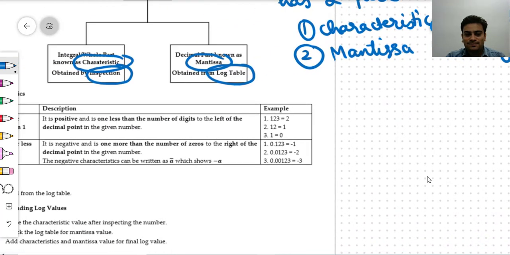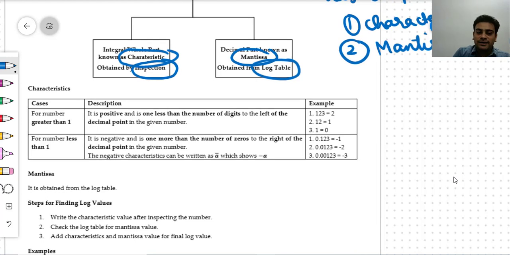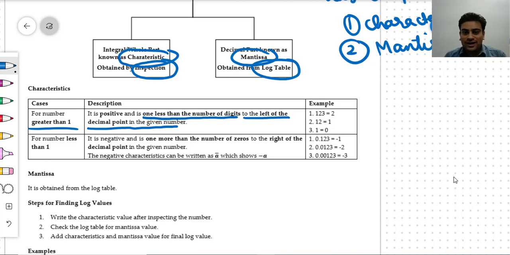So see, the characteristic is basically defined when your number is greater than 1, or less than 1 but greater than 0, because for numbers less than 0 it is not defined. For a number greater than 1, my characteristic is 1 less than the number of digits to the left of the decimal point in the given number. I am again repeating the point: if your number is greater than 1, then your characteristic is always 1 less than the number of digits to the left of the decimal point.